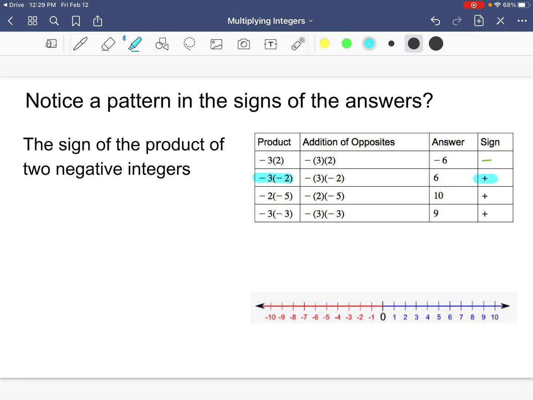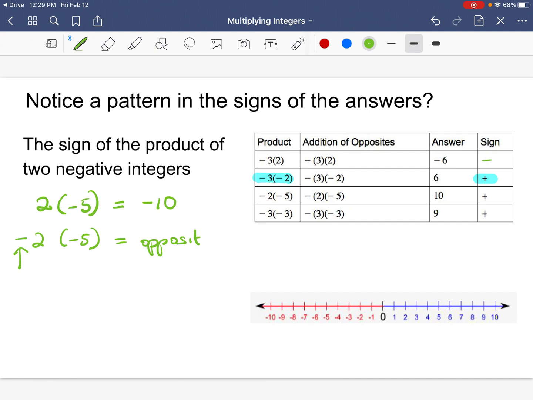Let's look at negative 2 times negative 5. First, let's do 2 times negative 5, and we saw that that's negative 10 on a previous slide. And now to get negative 2 times negative 5, we want the opposite, because negative here is the opposite of positive, the opposite of negative 10, which is 10. So we get to 10, which is positive. So we multiplied two negative numbers here, we got a positive sign.